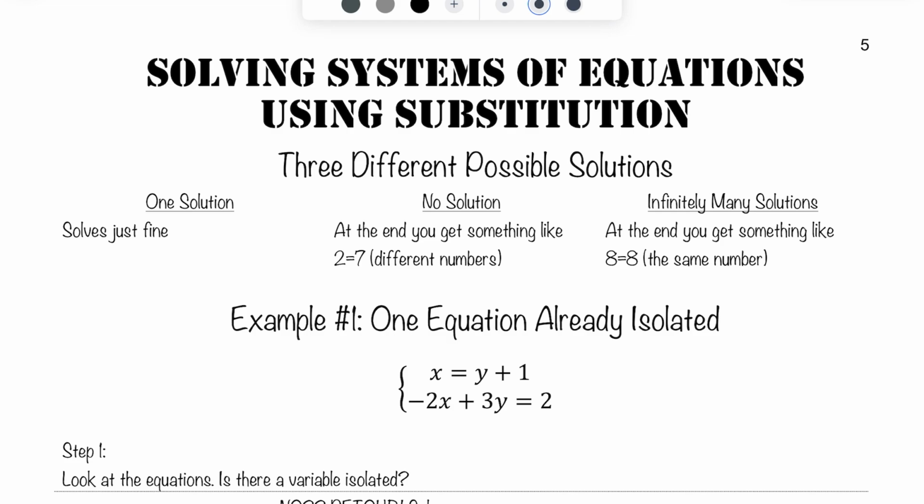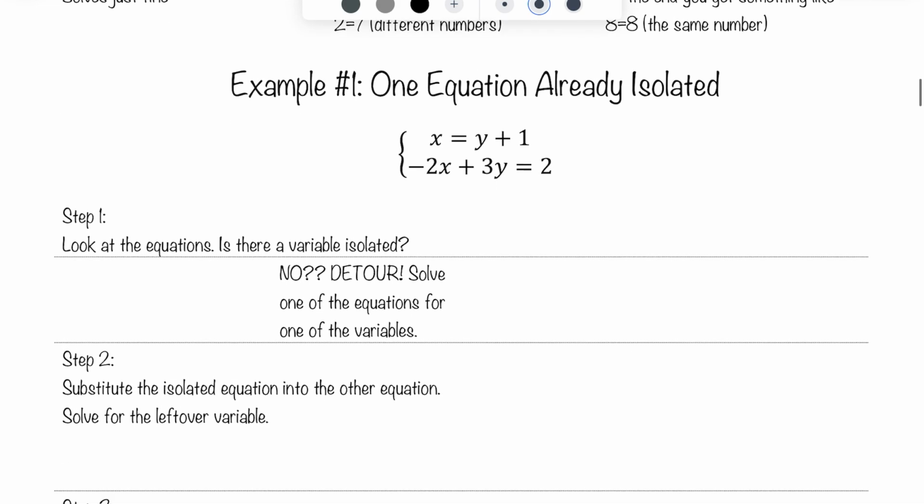No solution would be something like, at the end, you're getting 2 equals 7, different numbers, 18 equals -3, anything like that is going to be a no solution. Infinitely many solutions would be when you get something like 8 equals 8, 9 equals 9. It's the same number equals each other. So we're going to look at two different possibilities.